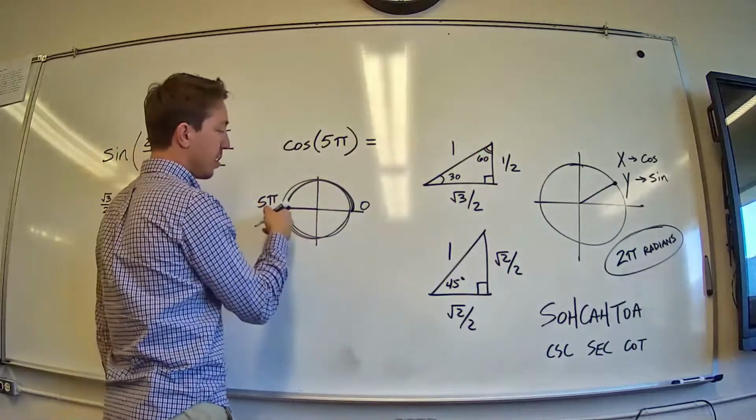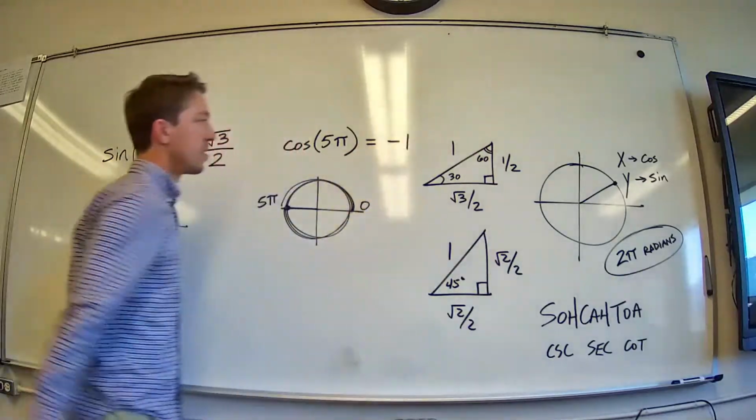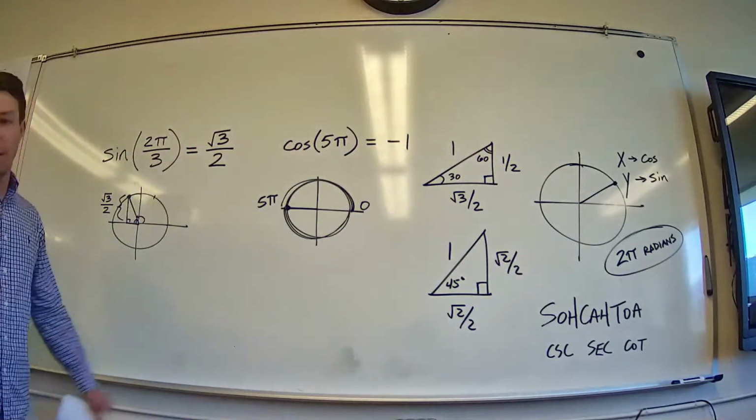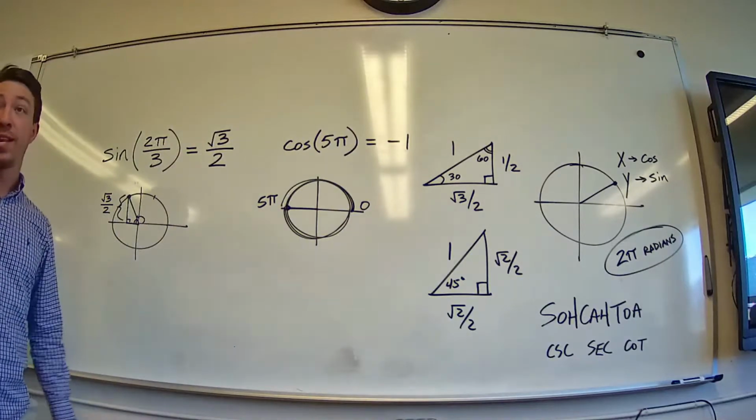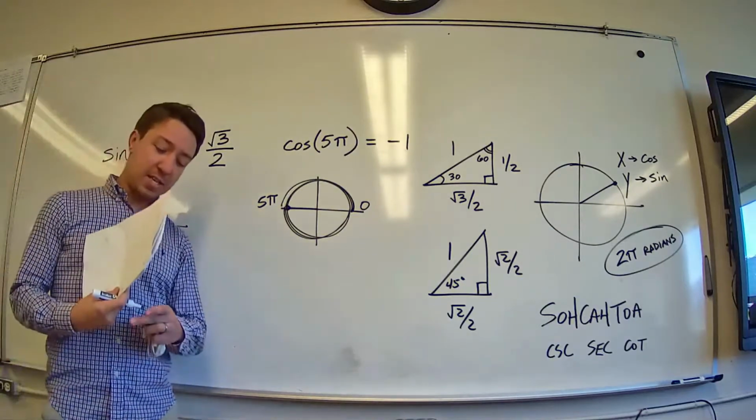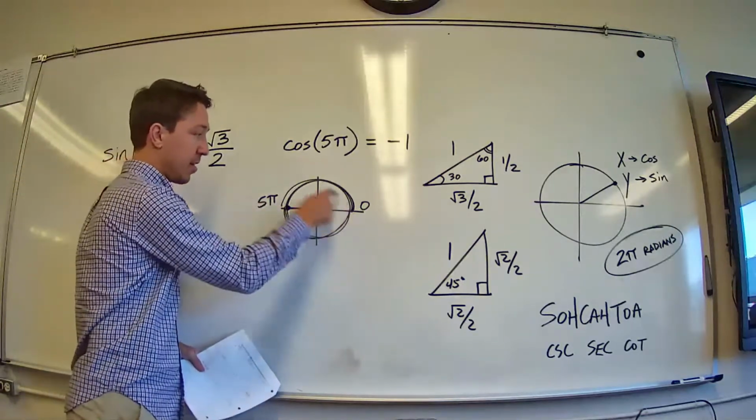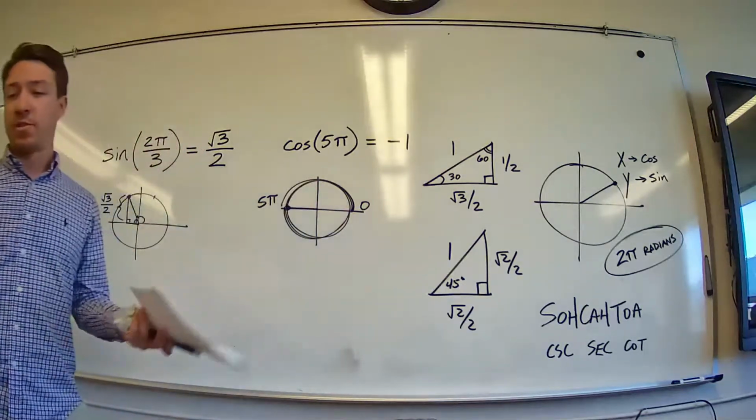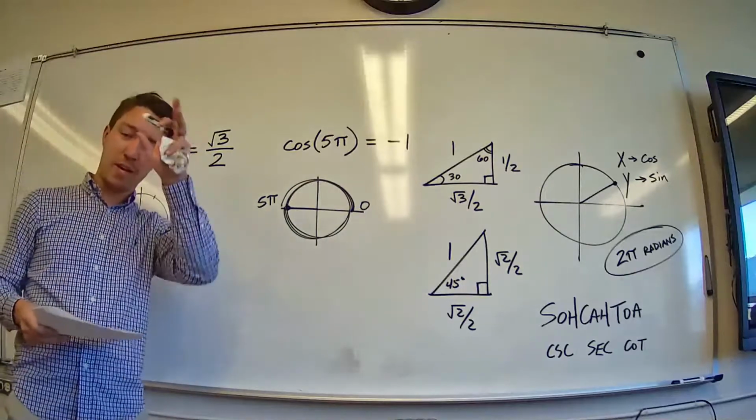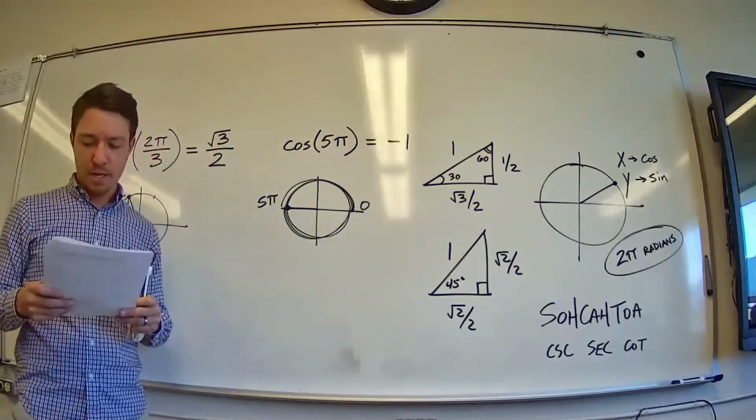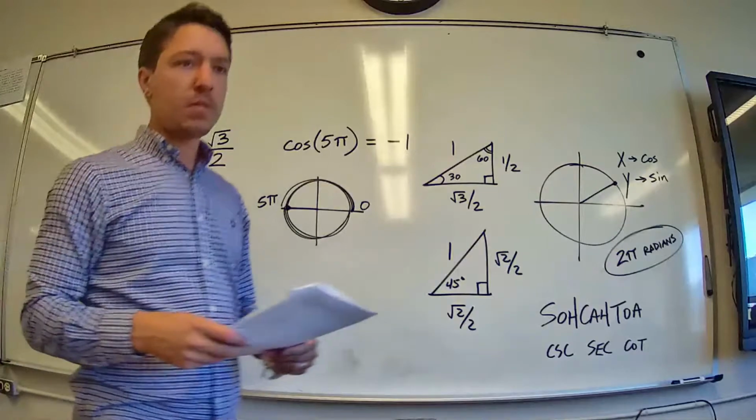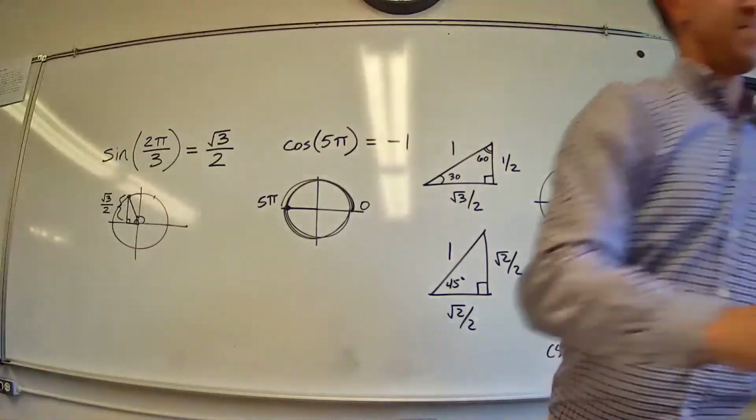And so the answer would be negative. Easy. That's it. No triangle needed. We like these ones. So the easiest ones are typically when you land here, here, here, here, because you don't even have to involve the triangle. Don't have to worry about orienting the triangle on the circle.